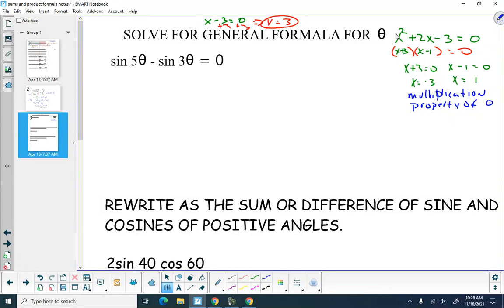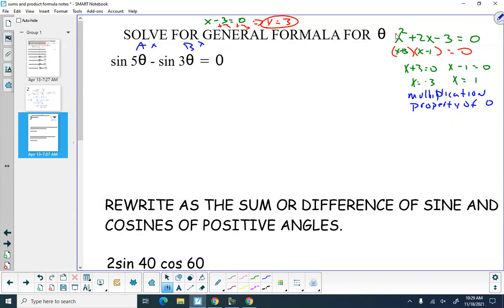But what we can do is utilize ideas that we just talked about. Because what we have here is the subtraction of 2 sines. I have a subtraction of 5 theta, subtraction of 3 theta. We have an A and a B, or an x and a y. I have two different things there. 5 theta is not the same as 3 theta.